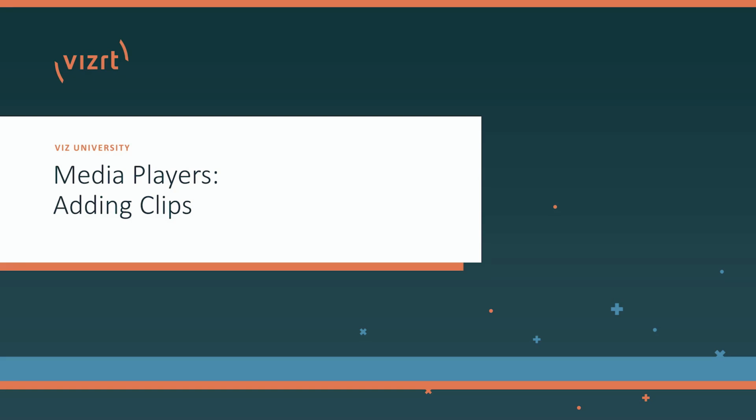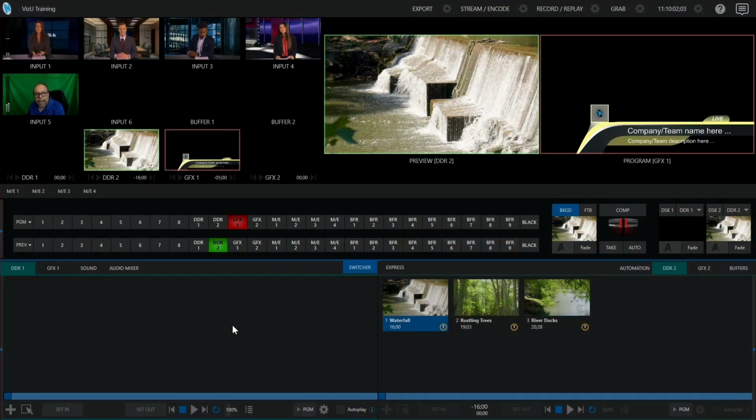Let's look at how we add clips into our media players. I'm going to show everything in DDR1. How the operation in DDR1 works will be exactly the same for a graphics player or a sound player.